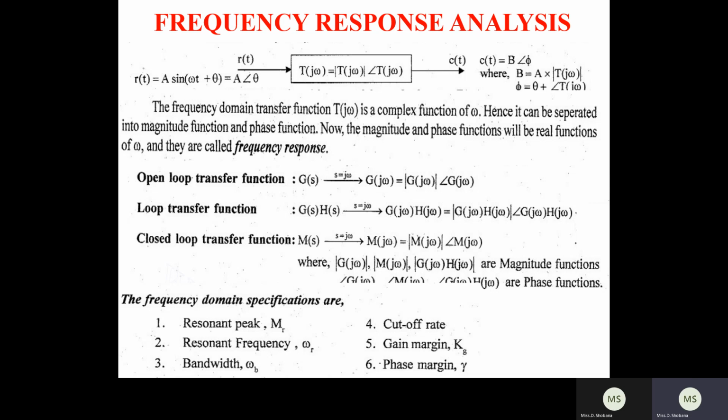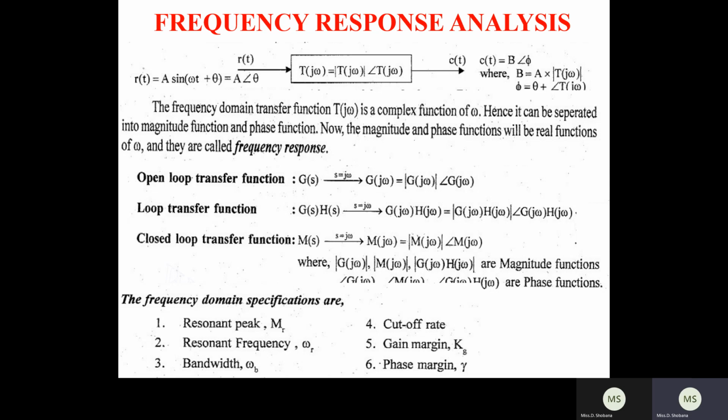Now if you want to determine the sinusoidal transfer function of any system, that will be the ratio of the sinusoidal output to the sinusoidal input. The sinusoidal output will be denoted as C of t, which has a magnitude as well as a phase angle, and similarly the sinusoidal input will be denoted as R of t, which is A into sin omega t plus theta, which has a magnitude as well as a phase angle. So this will be the sinusoidal transfer function.